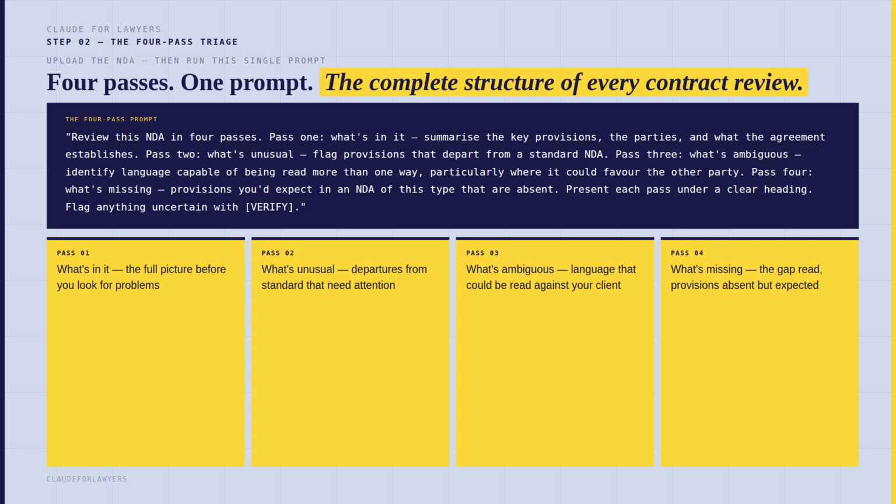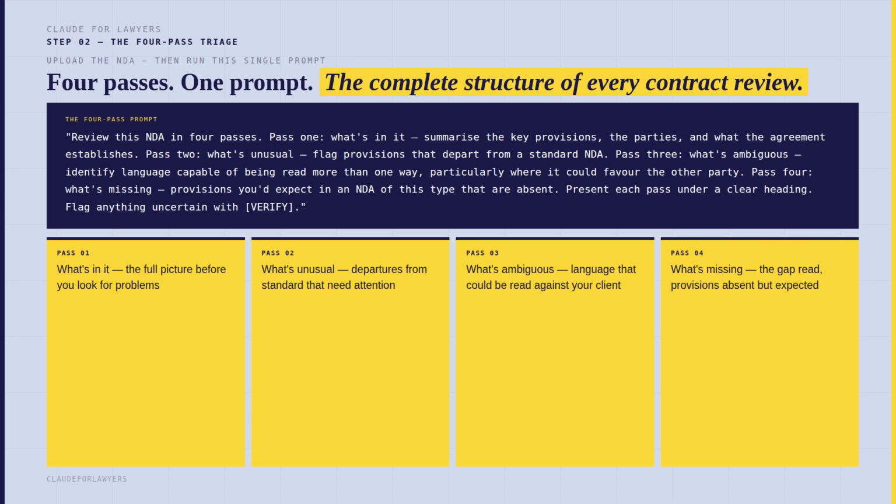Let me walk through what each pass produces and why it matters. Pass 1, what's in it, is your orientation pass. Before you look for problems, you need to understand what the document is doing. The Pass 1 output gives you a clear picture of the parties, the defined terms that matter, the structure of the obligations, and the key commercial provisions. It's the foundation everything else builds on.